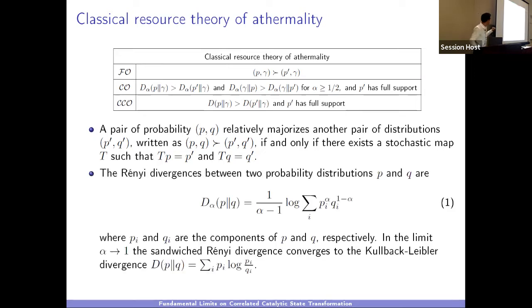And for CO, we need the ordering of the Rényi divergences, which is this kind of constant times log of the sum of the components of this vector. You can see the formula 1. And we require the ordering for all the Rényi divergences with alpha bigger than 1/2. And for CCO, instead, we require only the ordering of one of those Rényi divergences, which is the one for alpha equal to 1. And here comes the main idea of our theorem, which concerns correlated catalytic operations.